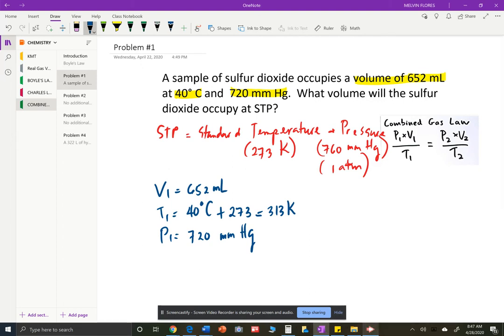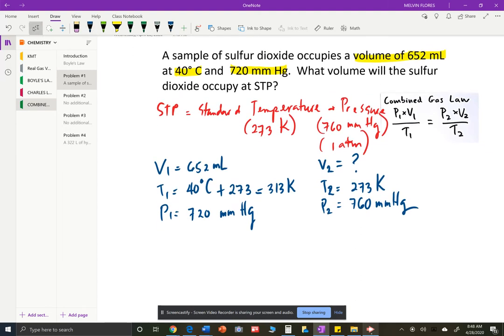And of course, our V2, that's what we're looking for. It says here, what volume will the sulfur dioxide occupy at STP? So that means our final temperature is the standard, which is 273 K. And since our pressure is in millimeters of mercury, we will use the 760 millimeters of mercury as our standard pressure.